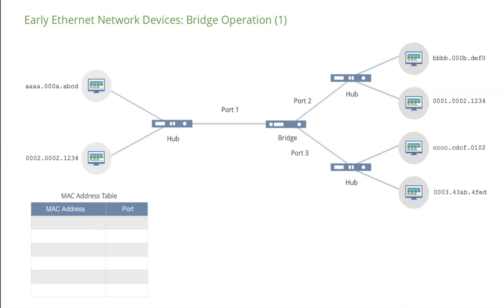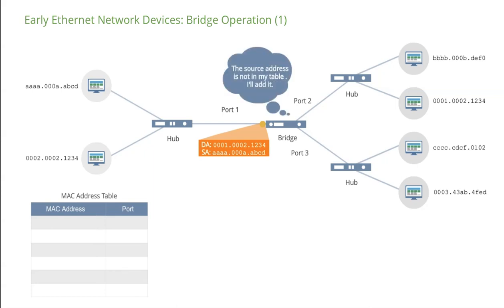When a bridge first powers on, the MAC address table is typically empty. When an end-user device sends out a frame, the bridge receives it and looks at the source MAC address. In the on-screen animation, the source address is now designated on the frame with the letters SA. If this MAC address is not in the MAC address table, the bridge adds it and associates it with the port on which it came in.